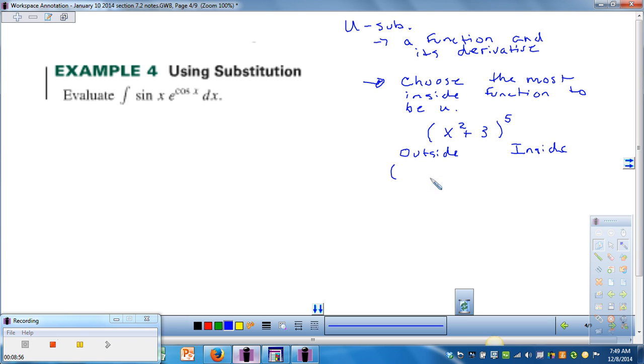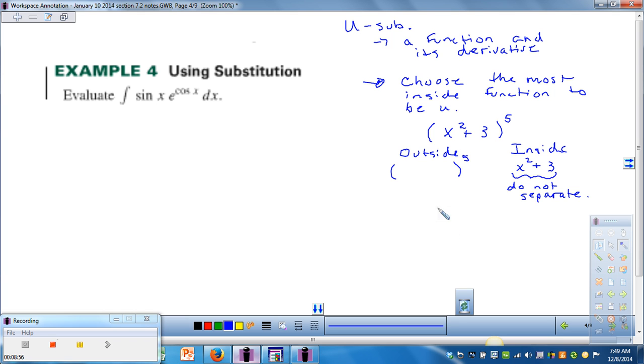And the outside function is something to the 5th. And the inside function is what? X squared plus 3, yes. Now, another little hint, do not separate things that are added or subtracted for your u. You want to usually just take the sum and difference as the whole function.